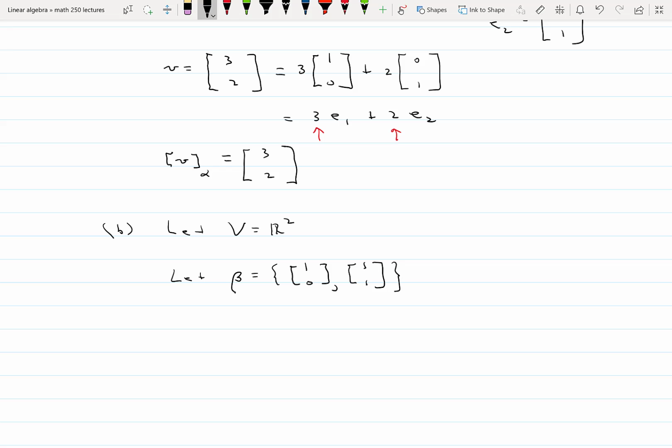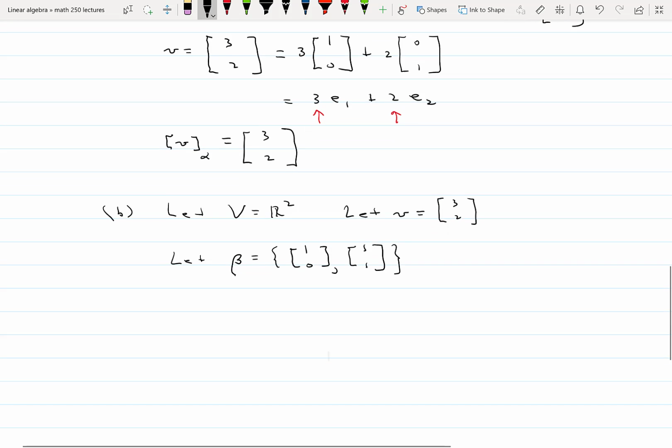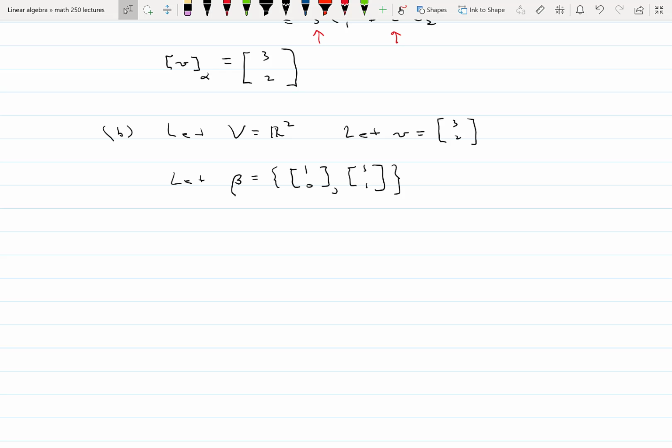So this is in fact a basis. Let's consider the same small v, (3, 2). Let's write the vector v in terms of the basis vectors from beta. So v, which is (3, 2). How do we do that? We've done this over and over again. In this case, I'm going to cut to the chase.